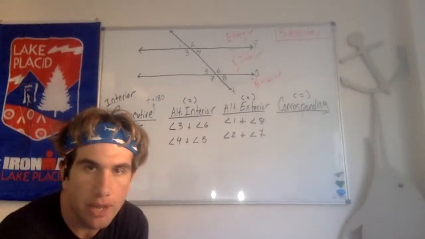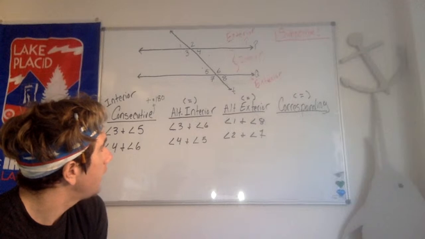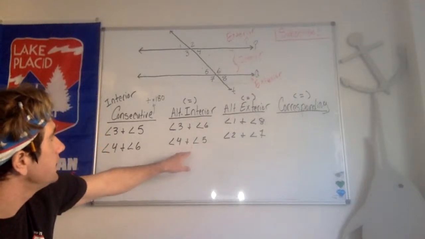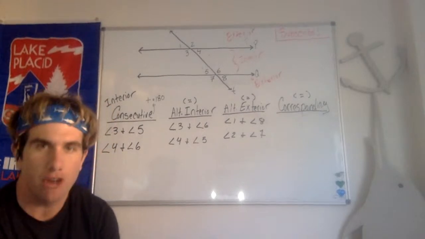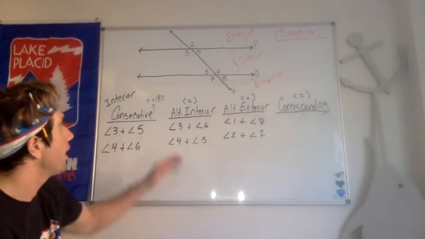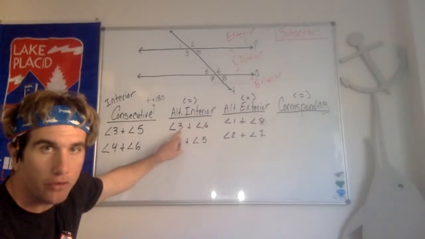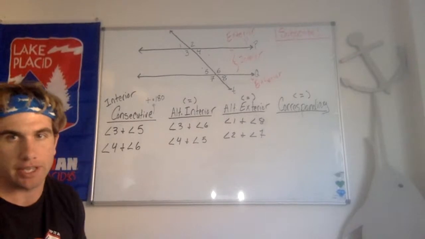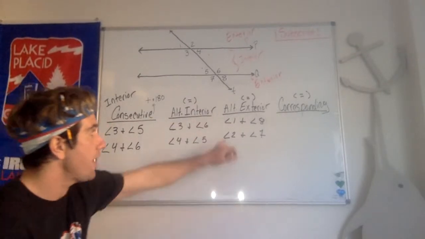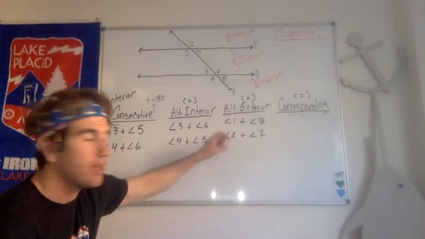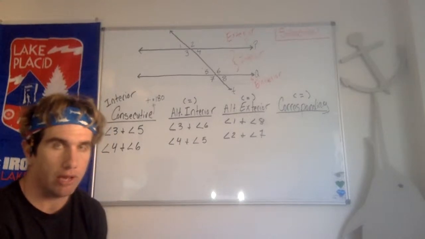Good job, Diana. All right. So, alternate exterior, alternate interior. Now, those are equal, guys. So if I put a measure for angle 3, whatever angle 3 is, same exact thing for angle 6. Okay? Because they're equal. Same thing for alternate exterior. If angle 2 measures like 20 degrees, bam, angle 7 is also 20 degrees because they're equal, okay?